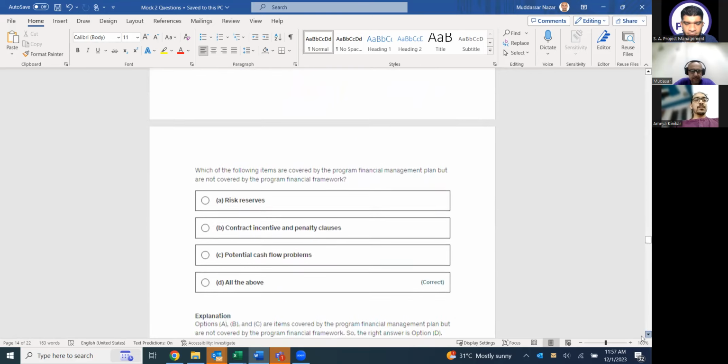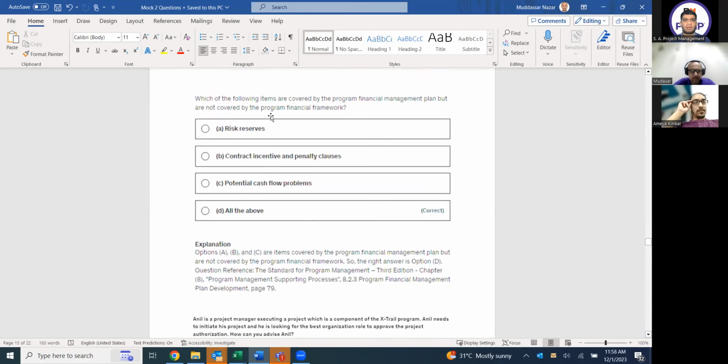The next question is: which of the following items are covered by the program financial management plan, but not covered by the program? It is the same question. Yes, I think you will. I will send you the slide for this.